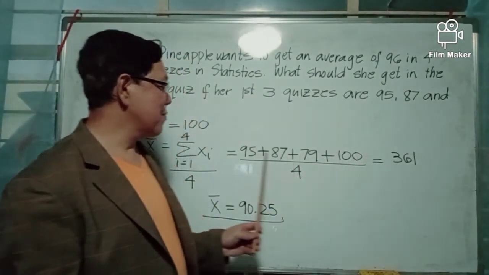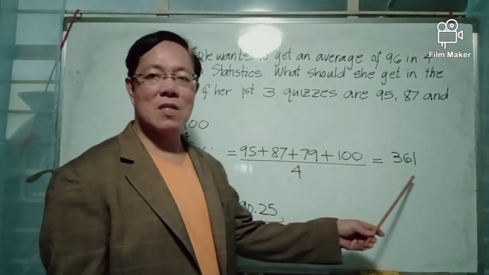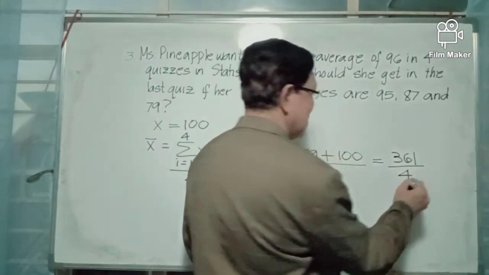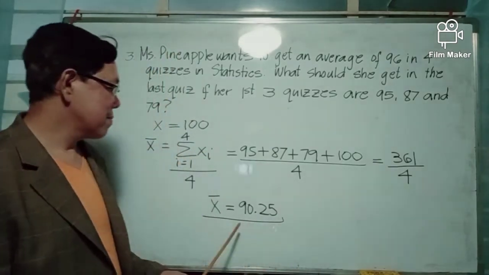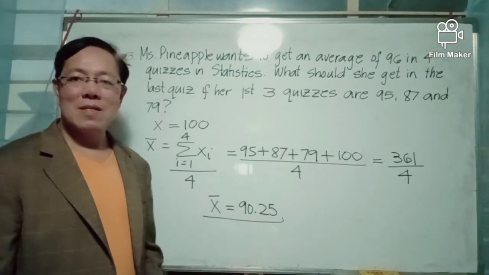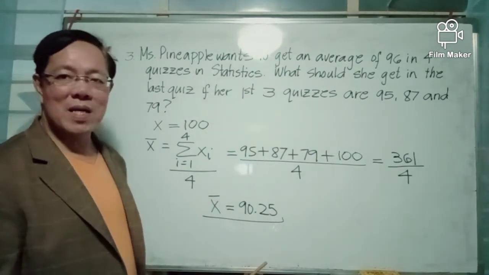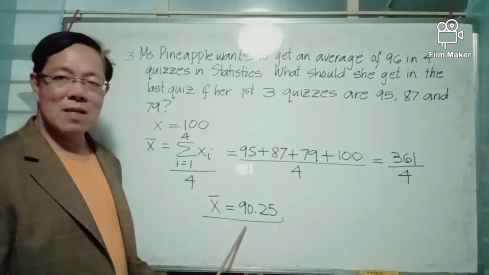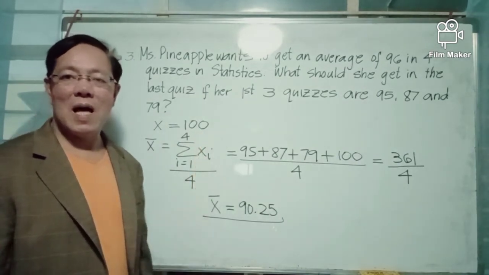The sum of the 4 quizzes, assuming that the last quiz is a perfect score of 100, is 361. And we divide 361 by 4 because we have added 4 quizzes. 361 divided by 4, to 2 decimal places, is 90.25. This is the maximum, the highest possible average that Miss Pineapple can get in the 4 quizzes in statistics, and she will get this average assuming that she gets a perfect score of 100 in the last quiz.